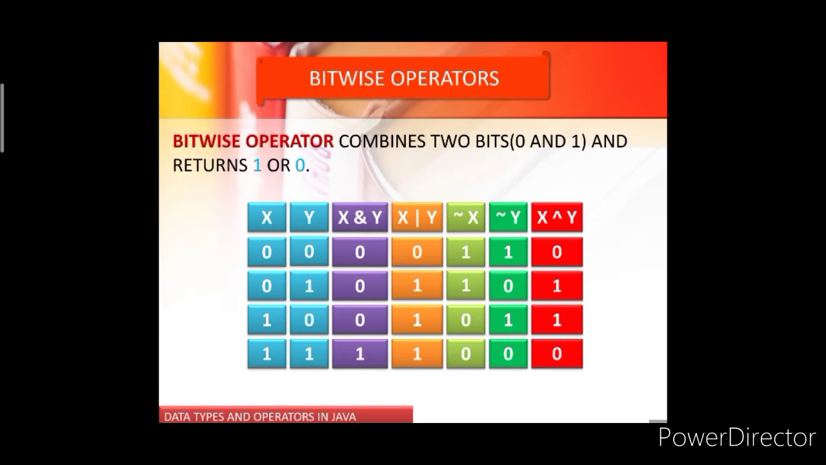Complement of X will make zeros as 1s and 1s as 0s. So if I do complement X, 0 will become 1, 0 will become 1, 1 will become 0, 1 will become 0. Same thing with complement Y; these are unary operators. And then X XOR Y, the last one, returns 1 for an odd number of ones. Like 0 1, it has one 1, so the output is 1; 1 0 will give you 1; 1 1, there are two 1s, so an even number of ones, so it will give you 0.